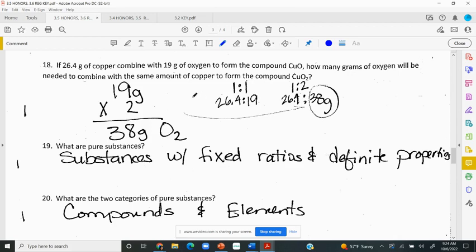All right, we have 26.4 grams of copper, 19 grams of oxygen. It's going to make copper oxide. They want to know how many grams of oxygen would be needed if we combined that to form CuO2. Well, here they're in a 1-to-1 ratio. If I double this amount, then I would have to double this second value. So it would be 38 grams. Is that making sense? I had it in a 1-to-1. Now I got it in a 1-to-2.